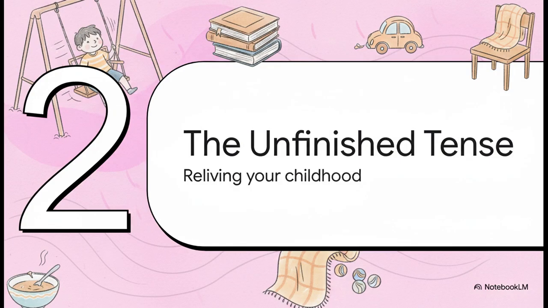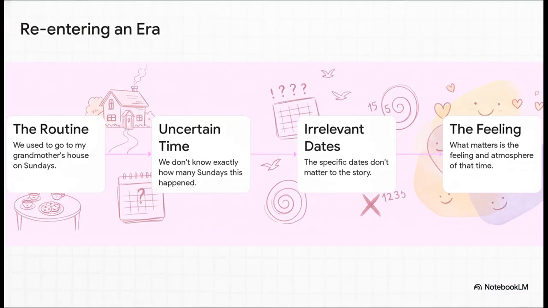The imperfect doesn't just paint scenes. It actually lets you relive entire eras of your life. It's how you talk about old habits, your routines, family traditions, all that good stuff. You know, when you say something like, we used to go to my grandmother's house on Sundays, you're not talking about one specific Sunday, are you? No way. You're summoning the feeling of all of those Sundays at the exact same time. The specific dates, they just don't matter.